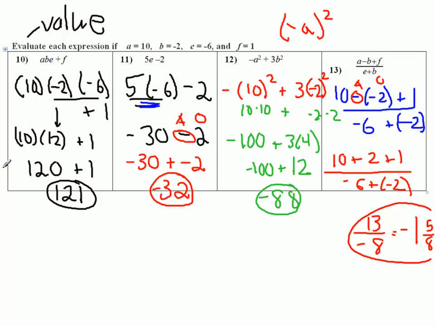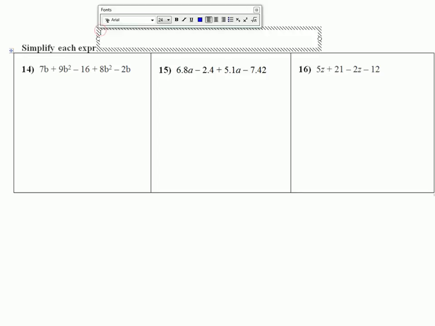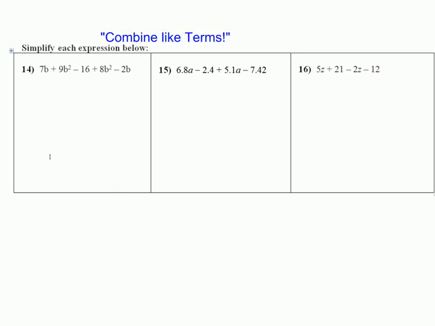Okay, on to the next section. Number 14 says simplify each expression below. Again, the words you have heard Ms. Fasano and I speak about many, many times. I'm just going to type it because it's just easier. Combine like terms. And all that means is to add things that are alike. Like terms have the same letter or variable and the same exponent.